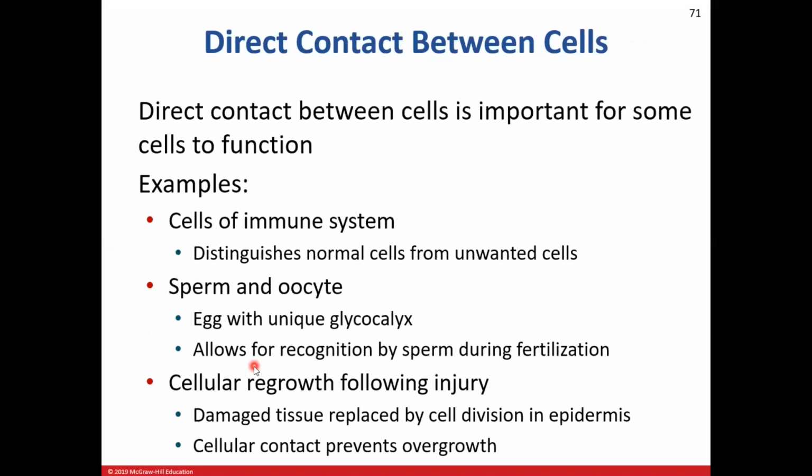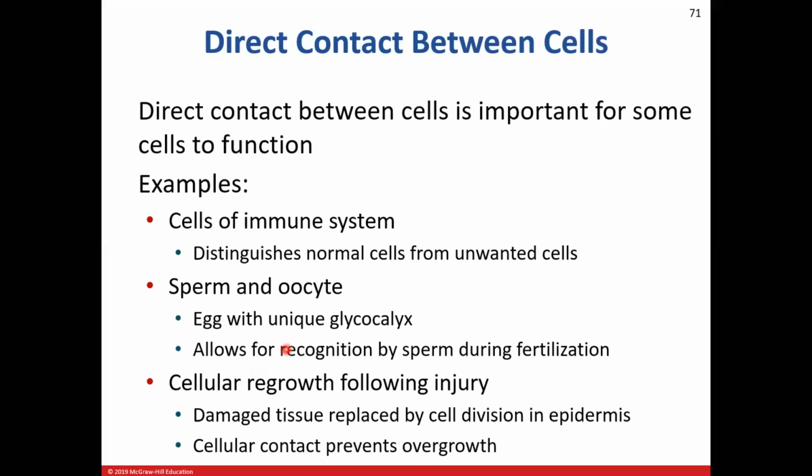So then let's look at some contact between cells. Direct contact between cells is really important for some of our cells to function, specifically some of the cells of our immune system. It's going to distinguish our normal cells from unwanted cells. We also have to look at the sperm and the oocyte. We basically have the egg with a unique glycocalyx that's identifying it as an egg cell. And this therefore allows the sperm to recognize that particular egg or those egg type cells during fertilization.